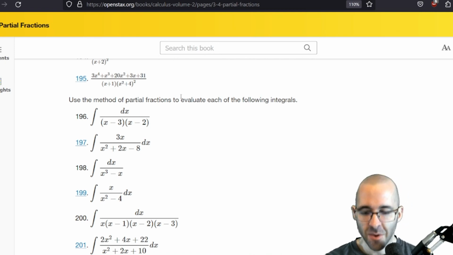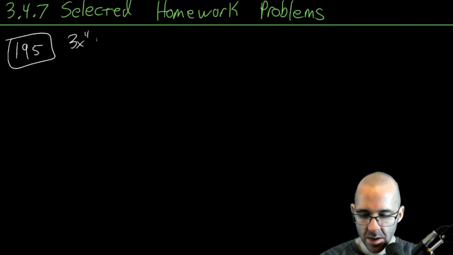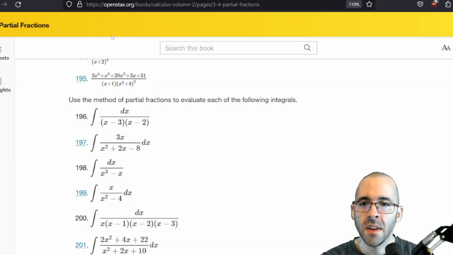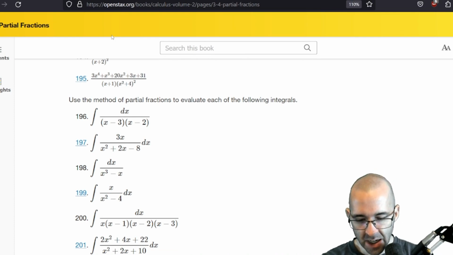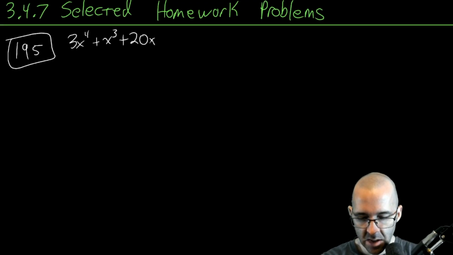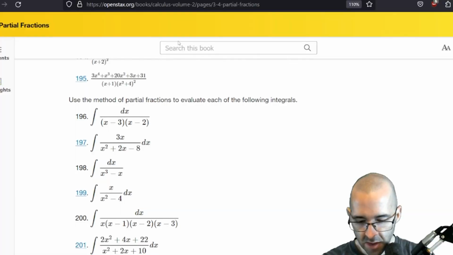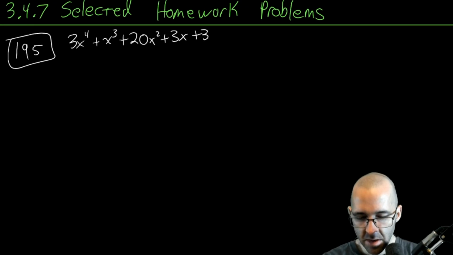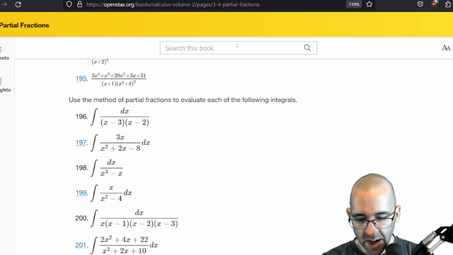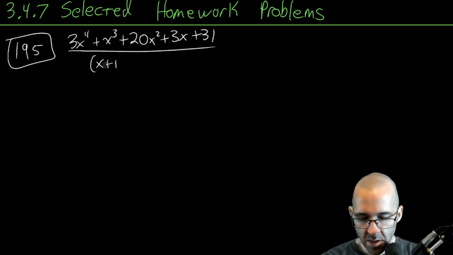You get 3x to the fourth plus x cubed plus 20x squared plus 3x plus 31 over x plus 1 times x squared plus 4 squared.